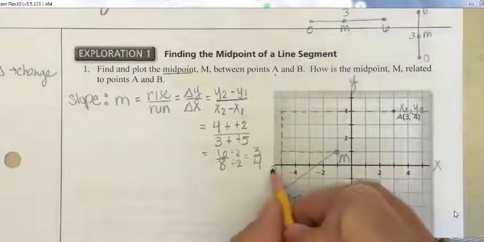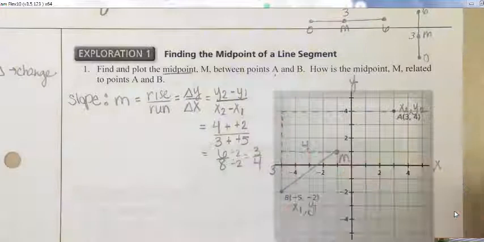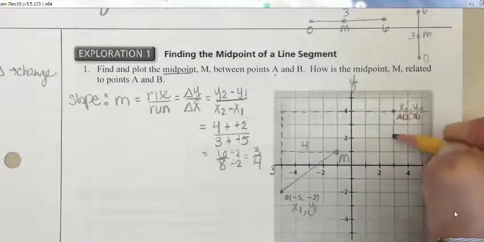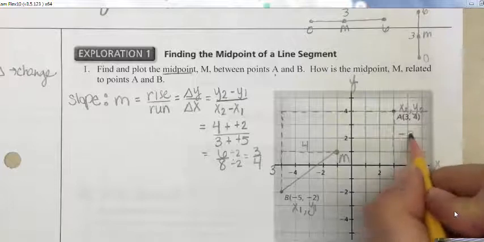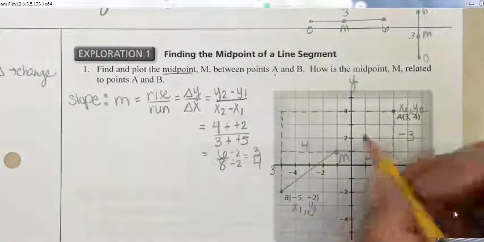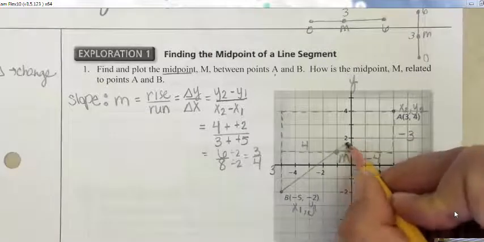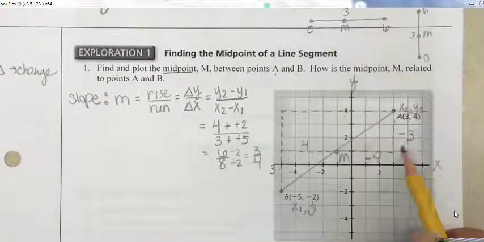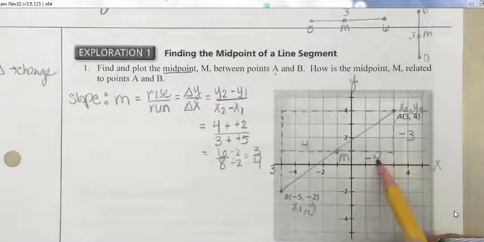Then I went up 3 and I went over 4. Well, from this, I went down. If I do a similar slope triangle, I went down 3 and I went backwards 4, which gives me, I'm going to just draw a little line there. Now, negative 3 over negative 4 is still positive 3/4 because a negative divided by a negative is a positive.